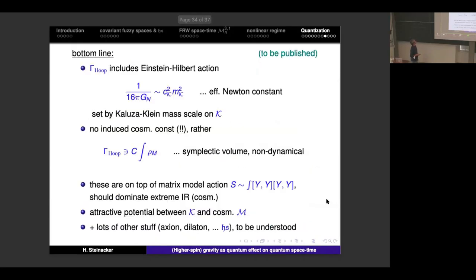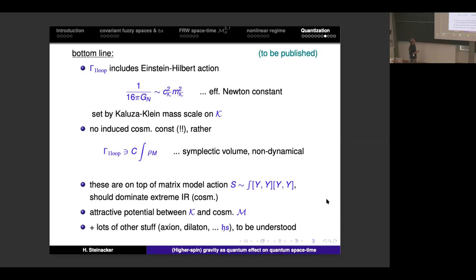And the next interesting thing is that the vacuum energy, which you normally get and which normally gives you a huge cosmological constant, is not the problem here because it has the form of the symplectic volume on the bundle, and the symplectic volume is not dynamical, it's fixed. So there is big vacuum energy, yes, but it doesn't gravitate. And that's again one of the fundamental reasons why using quantum spaces is a good idea. So these are the main results here.